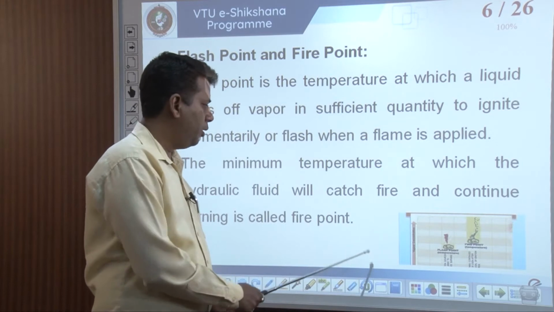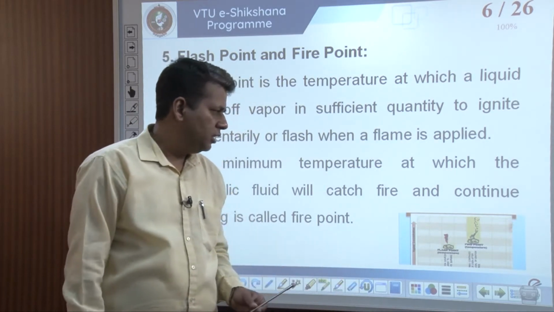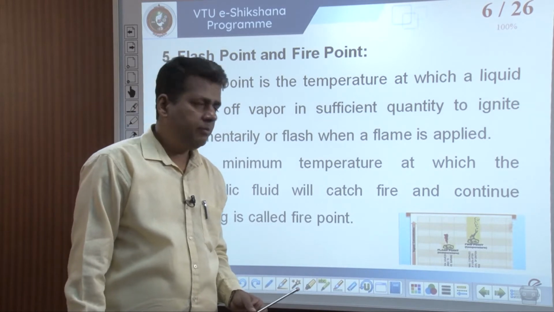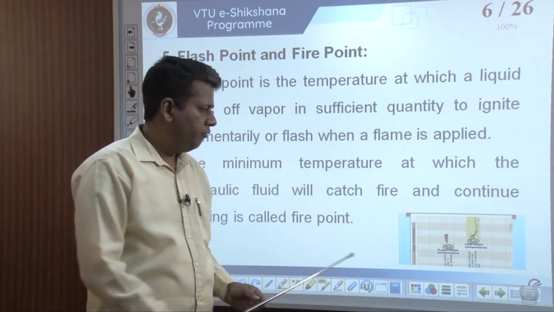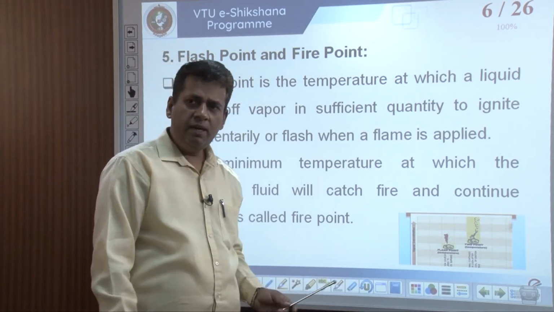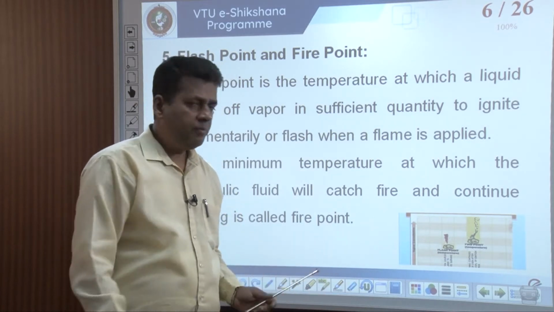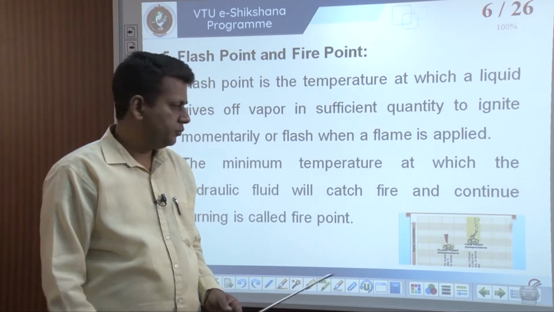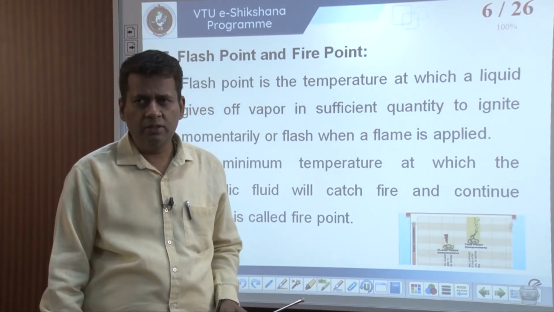So, this is very important, and usually the flash point is below the fire point. So, fire point is the final point, and below that fire point, flash point is there. So, first flash point is attained. If you keep on continuously increasing the temperature, then the fire point is attained, and the lubricant itself or the hydraulic fluid itself will catch fire.